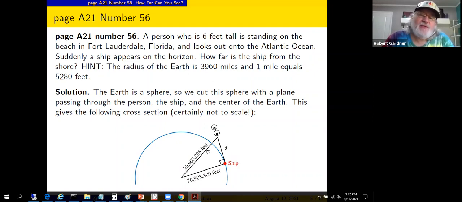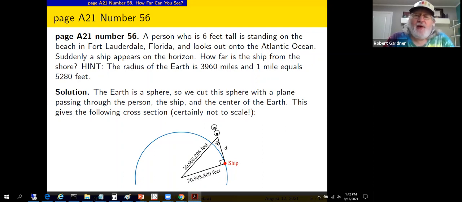We'll take that distance from the center of the Earth to the surface of the Earth and add 6 feet to it. Certainly this ain't to scale. So whereas we had 20 million, blah, blah, blah, 800 feet, here we'll get 20 million, blah, blah, blah, 806 feet. That 6 right there corresponds to the height of the person. So we've got the ship treated as a point sitting on the horizon, and we've got the person looking 6 feet above the horizon.